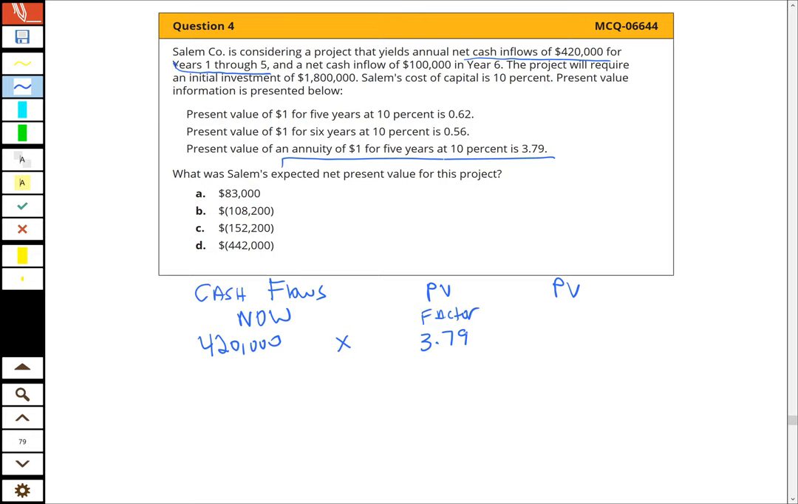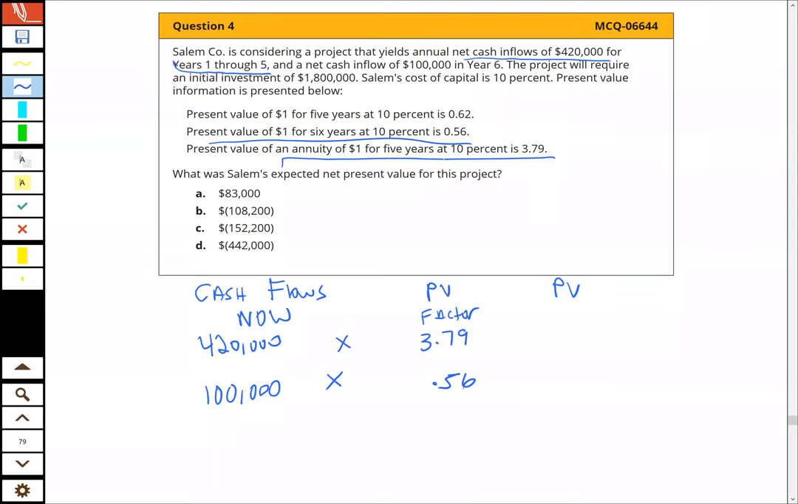Okay, so what happens? A net cash inflow of 100,000 in year 6. So that means that I'm going to have this 100,000, but that's going to be a one-time thing that's going to come in year 6. So I look, do they give me present value of a dollar? Yeah, that's a one time. I know that that's good for one time because the number there is less than one. If the number is more than one, then I know I have an annuity factor, right?